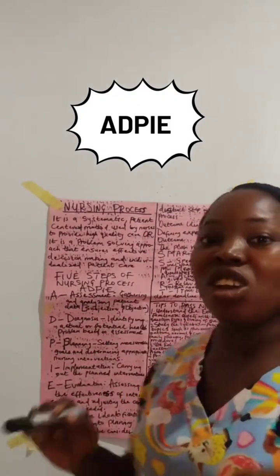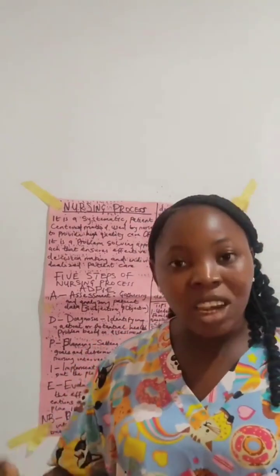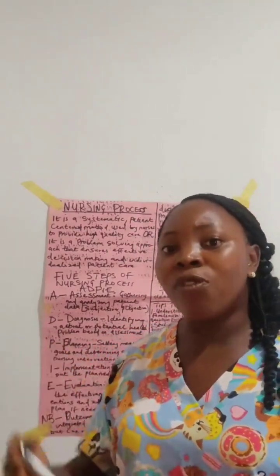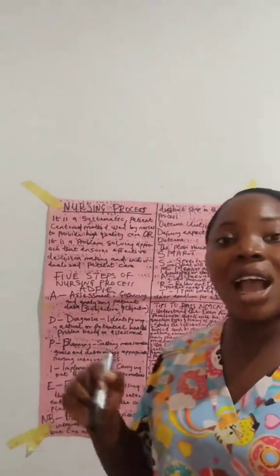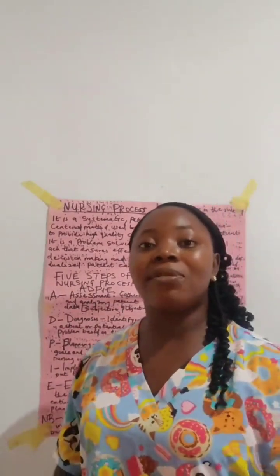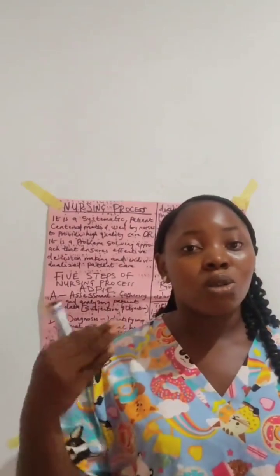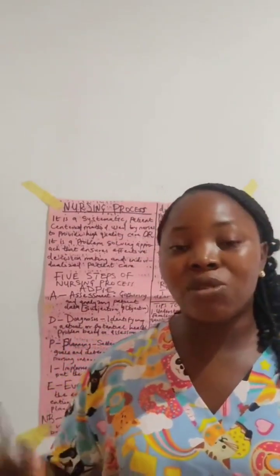In assessment now, it's all about gathering, collection and analyzing of patient data. Here, we are going to gather both subjective and objective data of the patient. Subjective data are the things the patient told you. I'm feeling pain, or I'm feeling dizzy, I don't have strength. But objective data are those things you measure, or the measurements you got from laboratory investigation, like vital signs. You check the temperature, you check the pulse, or you use a pain scale. All these are objective data or lab results.